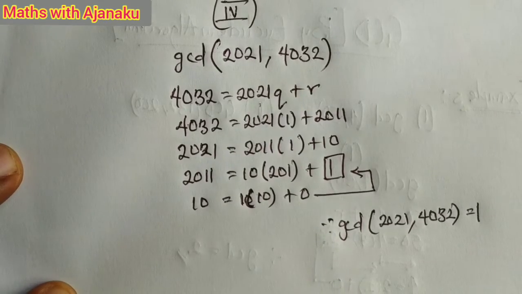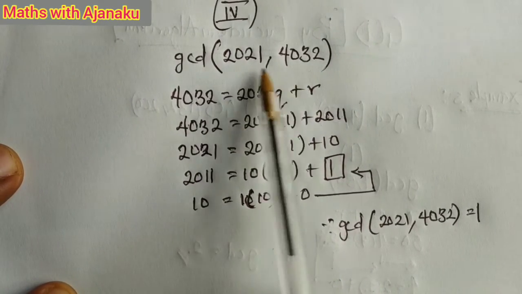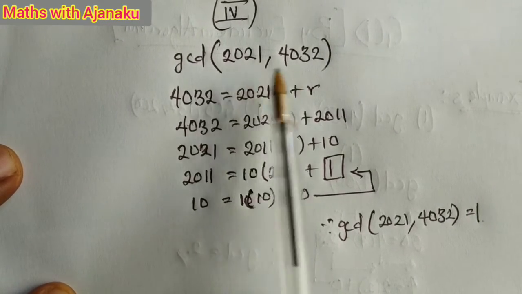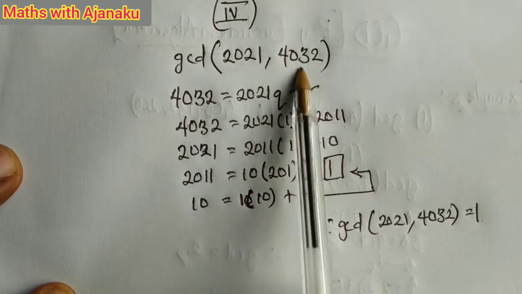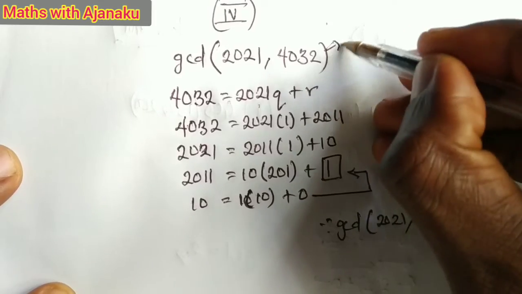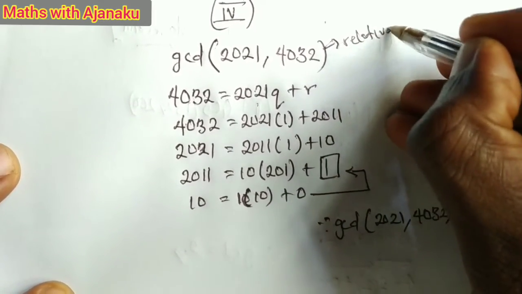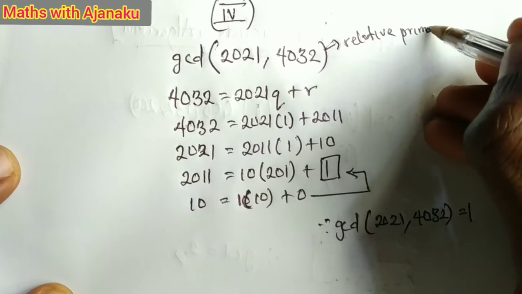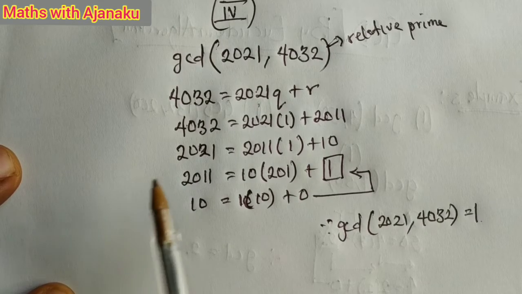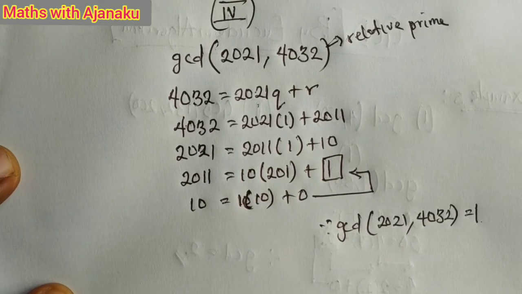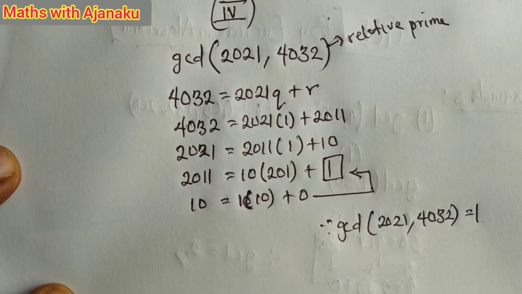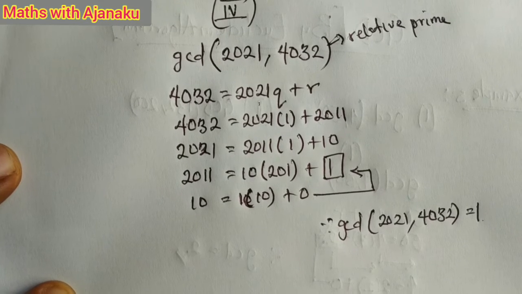So that means if the GCD of these two numbers is 1, it implies that what? It is only 1 that can go into these two numbers, which means these two numbers are prime to one another. That's the meaning. So we say these two numbers are relatively prime to one another. But supposing we have the two numbers to be prime numbers, then we say the two numbers are co-prime. I hope that is very clear.